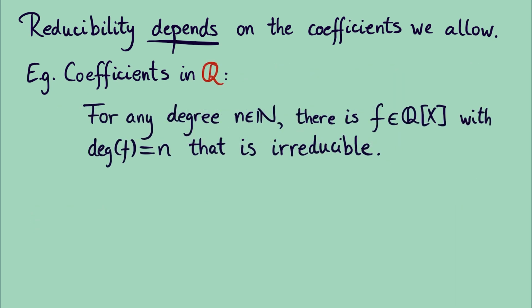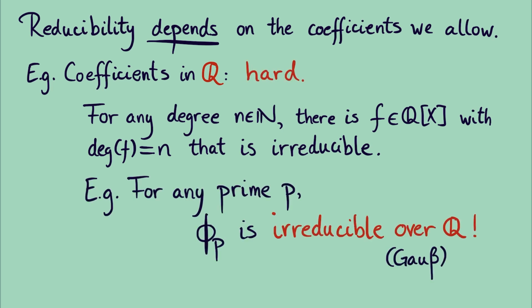Now, polynomials with rational coefficients are much harder to classify. In fact, for any number n, there is at least one polynomial with rational coefficients and degree n that is irreducible over the rational numbers, that is, only allowing polynomials with rational coefficients. One example relevant to us is our cyclotomic polynomial.